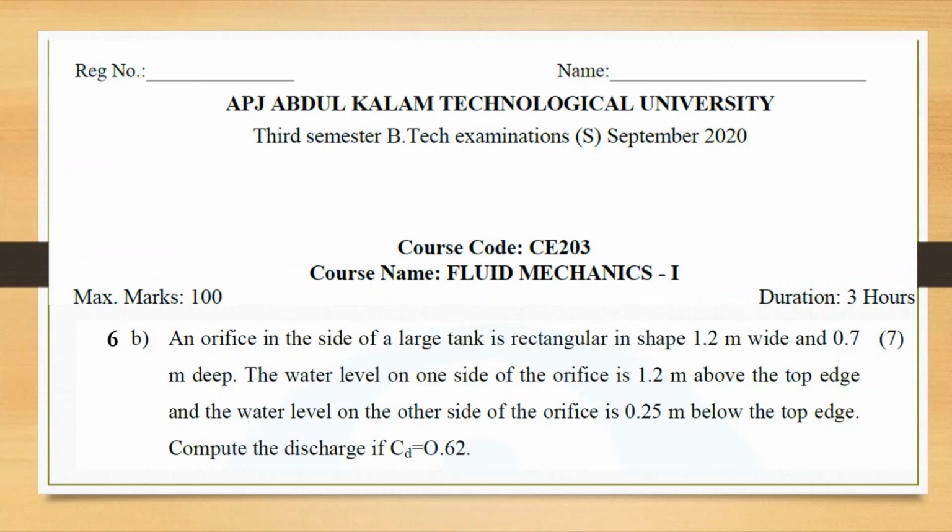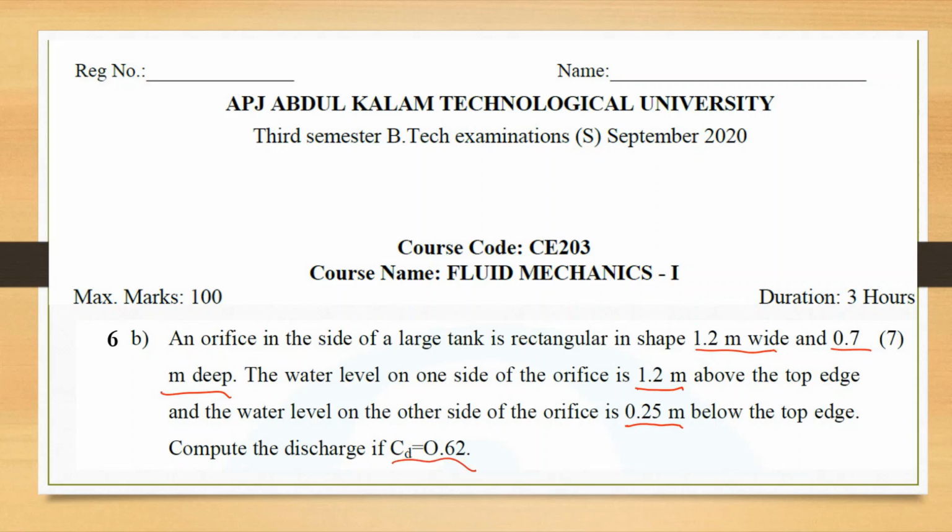This is also another question from September 2020 question paper. The question is based on orifice. An orifice in the side of a large tank is rectangular in shape, and it's 1.2 meter wide and 0.7 meter deep. The water level on one side of the orifice is given as 1.2 meters above the top edge of the orifice, and the water level on the other side of the orifice is 0.25 meter below the top edge of the orifice. Now it is asked to compute the discharge, and CD is given as 0.62.